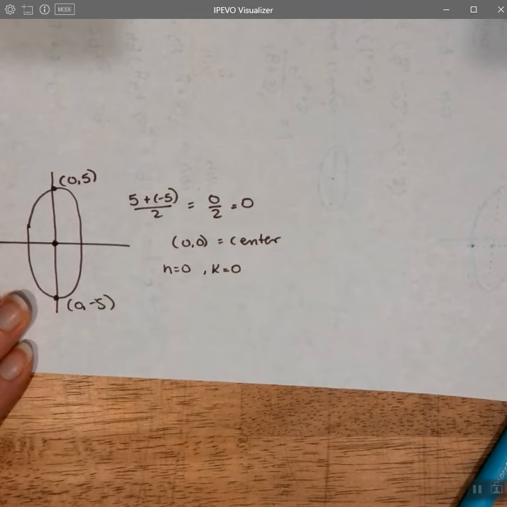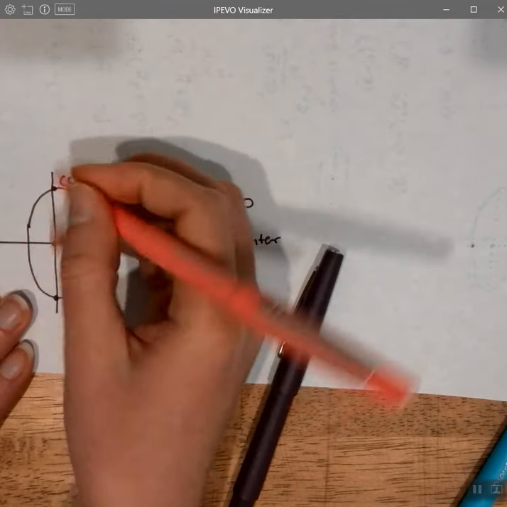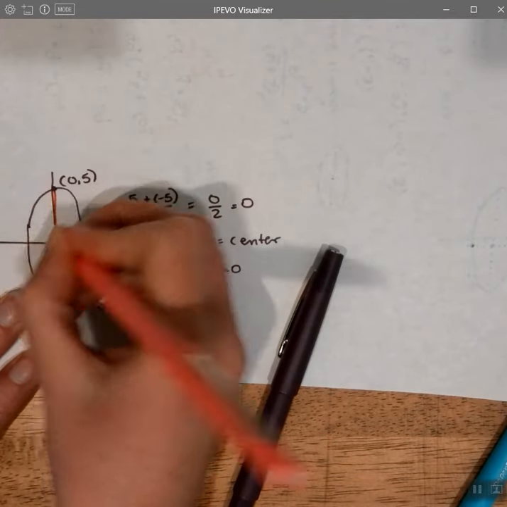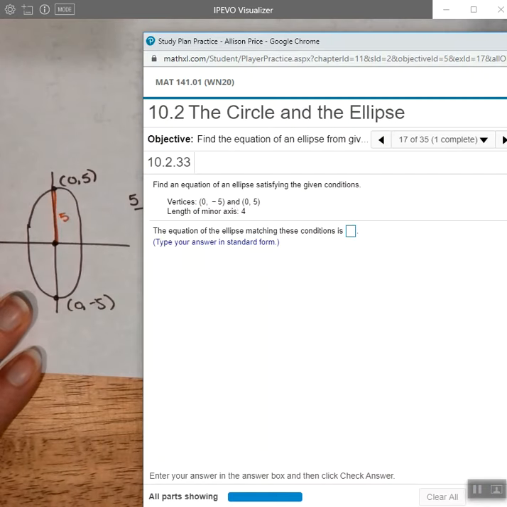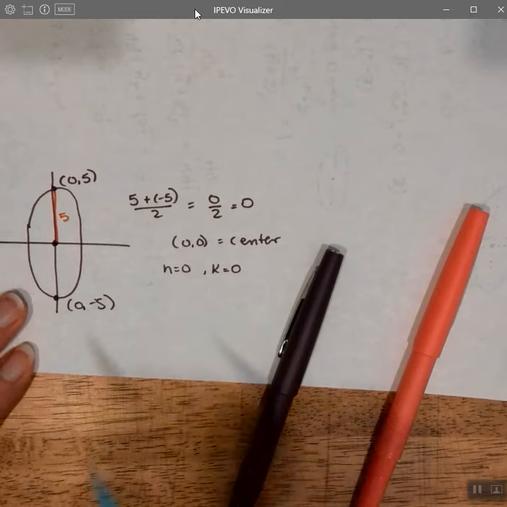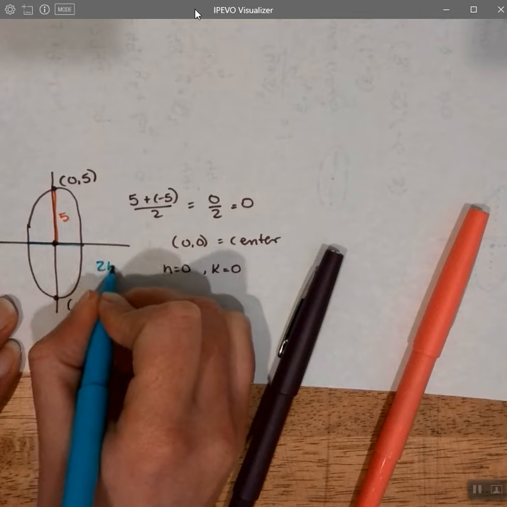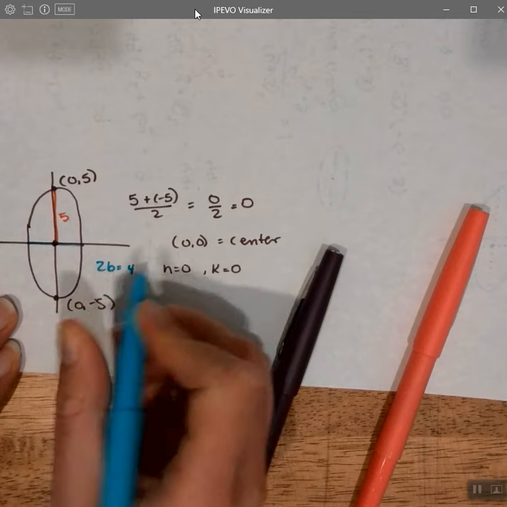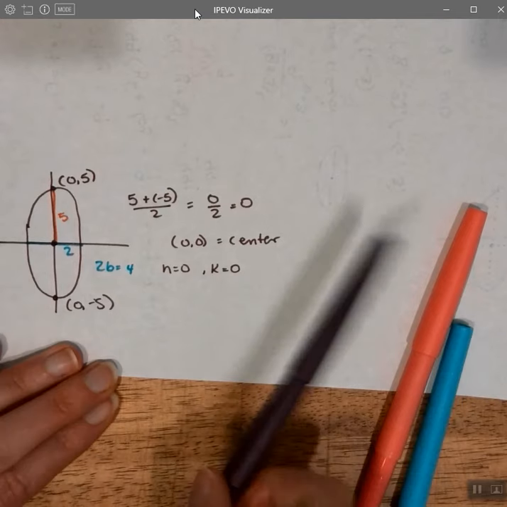Now I need to know what A and B are. I actually already know the vertical value because this distance is 5. And they told me that the length of the minor axis is 4. So this is the length of the minor axis. That's 4. So that's 2 times B. That's 4. And so B is 2. And so now I know the two values that I need.